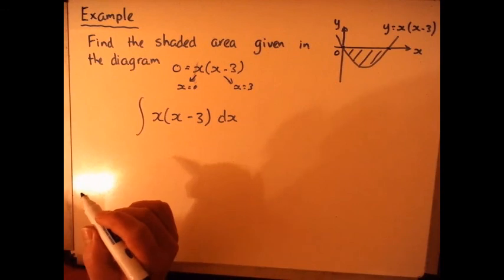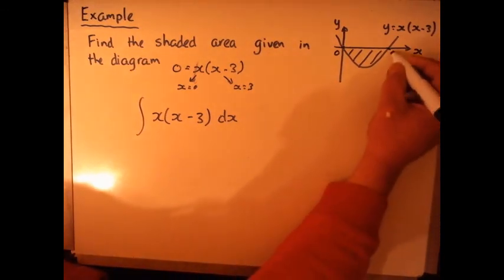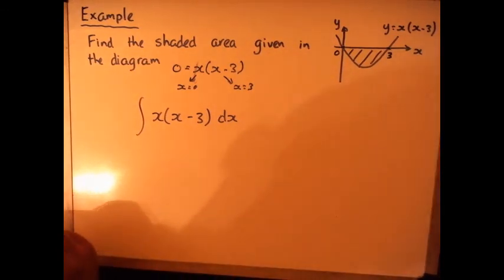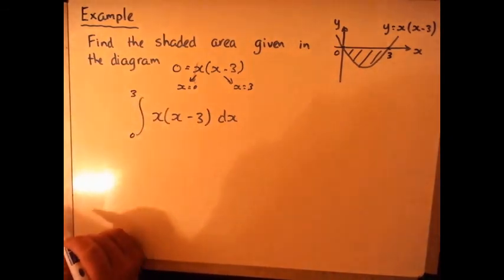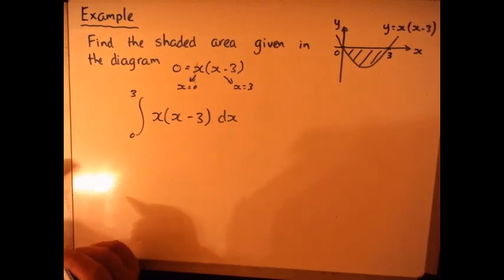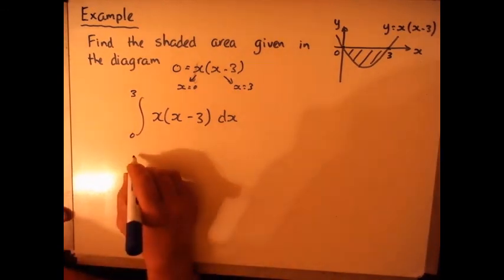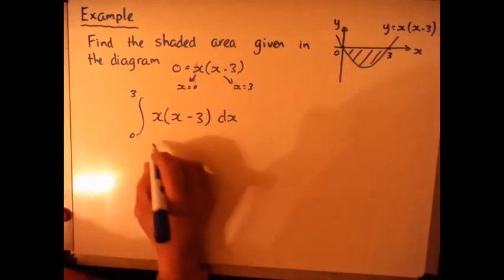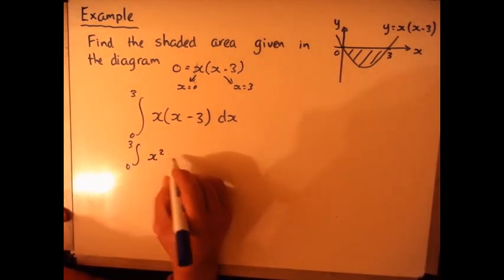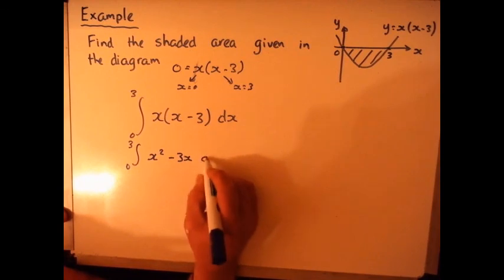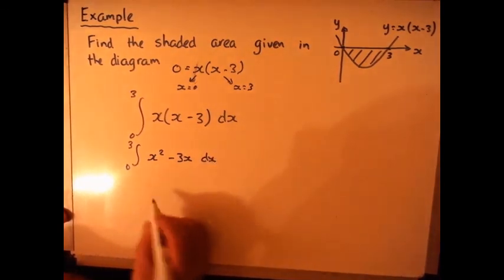I could probably see that from the diagram, but we've got to check it mathematically. And then this point is 3. So I've now got my lower limit of 0, my upper limit of 3. So now I can just go ahead and evaluate this definite integral. So probably need to prep this first before I can integrate it. So we're going to get x squared minus 3x. I can now go ahead and integrate.